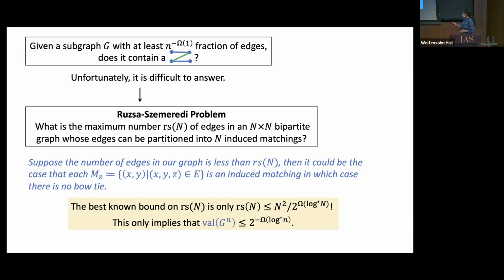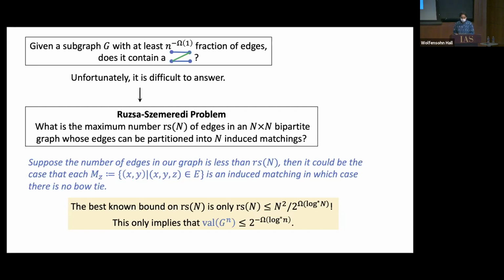So the best known bound is n squared divided by 2 to the Omega of log star n. N is the total number of vertices. N is the number of vertices on each side. And if anything, this would only imply that the value of g to the n is at most 2 to the minus Omega of log star n. So this is going to 0, but extremely slowly.